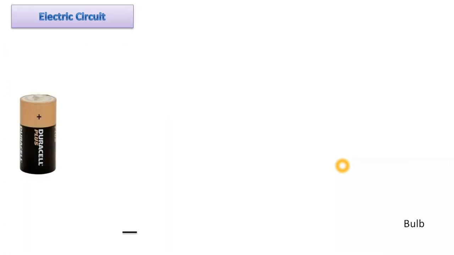So now let's talk about electric circuits, because I'm using the term circuit often. So what is an electric circuit? An electric circuit is a path for current to flow. As I was telling you, it is the path required for current to flow. Only when there is a complete path will current be able to flow.